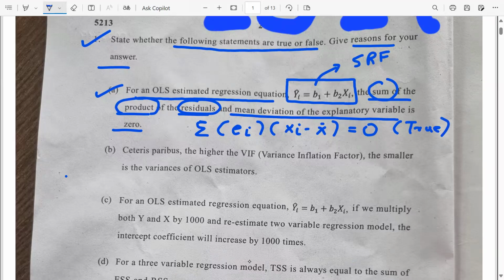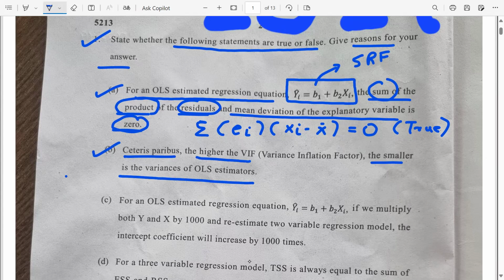I have shown that for the OLS estimated regression, the sum of the product of the residuals and mean deviation of the explanatory variable is 0. Part B: ceteris paribus, that means keeping all other things constant, keeping all of the factors constant, higher the variance inflation factor, smaller is the variance of OLS estimators. Now, students can recall my lectures on multiple regression.